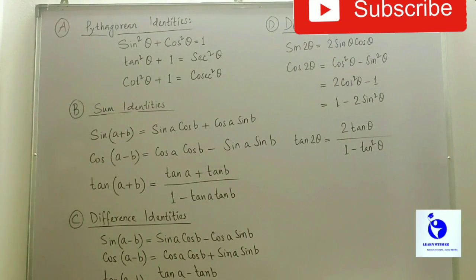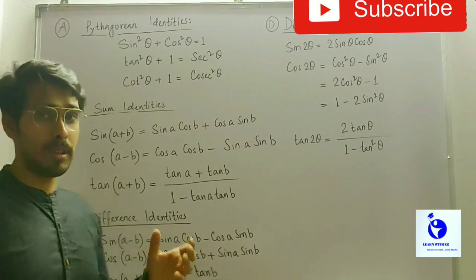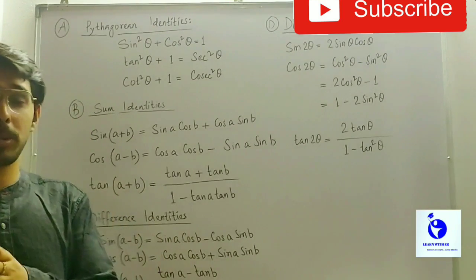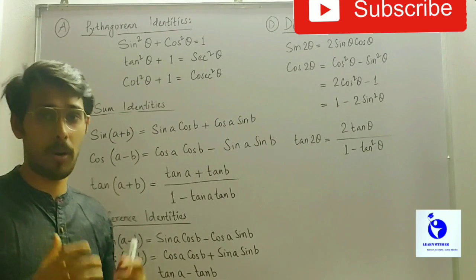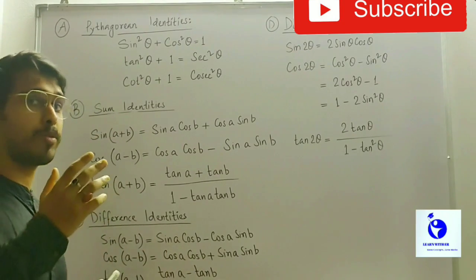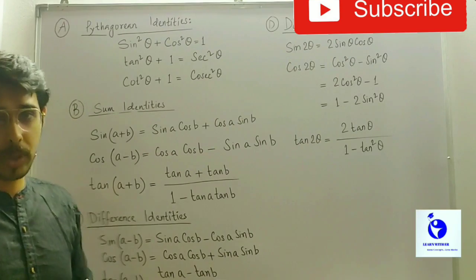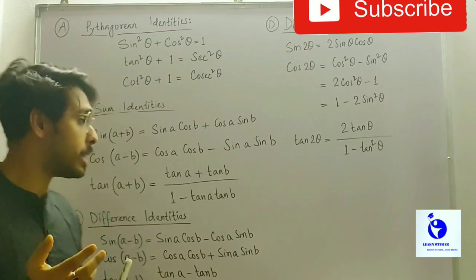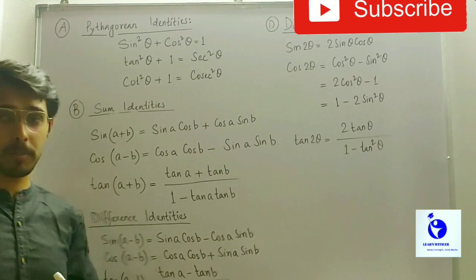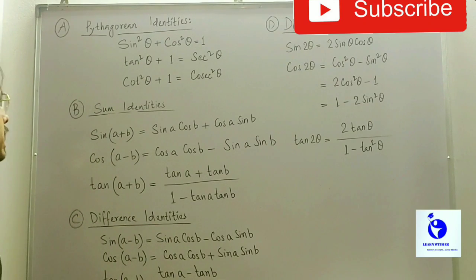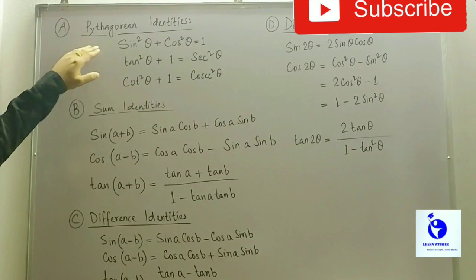First of all, we will start with the Pythagorean identities of trigonometry. These are called Pythagorean identities because they have a relation with respect to the Pythagoras theorem that we already know, which is the sum of the perpendicular square and the base square will give you the hypotenuse square. So it has some relation with that particular theorem. That is why this is also known as the Pythagorean identities. So let us start with this.